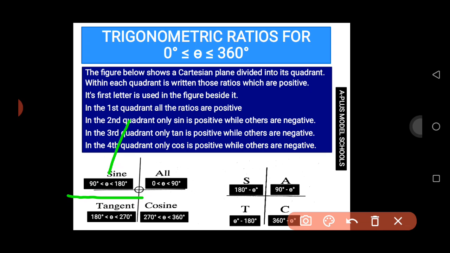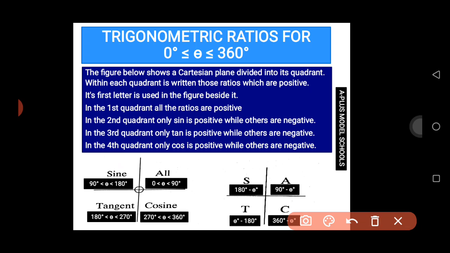Then in the fourth quadrant, only cos, which is cosine, is positive, while sine and tangent are negative. And that is for numbers between 271 degrees and 360 degrees.